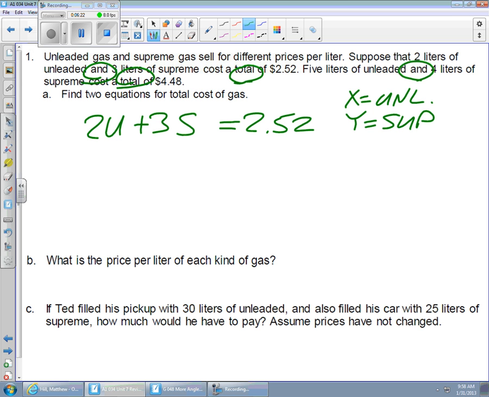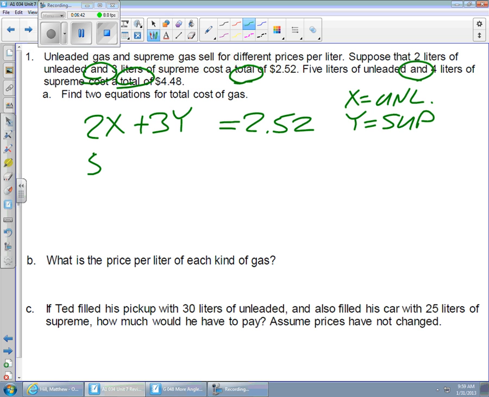Then I can come back over here to my problem and I can make my equation talk in a language that my calculator can actually understand. 2 liters of unleaded, that's the X's. 3 liters of Supreme, that's the Y's. That's one of our equations right there. 2 liters of unleaded plus 3 liters of Supreme is going to equal $2.52.